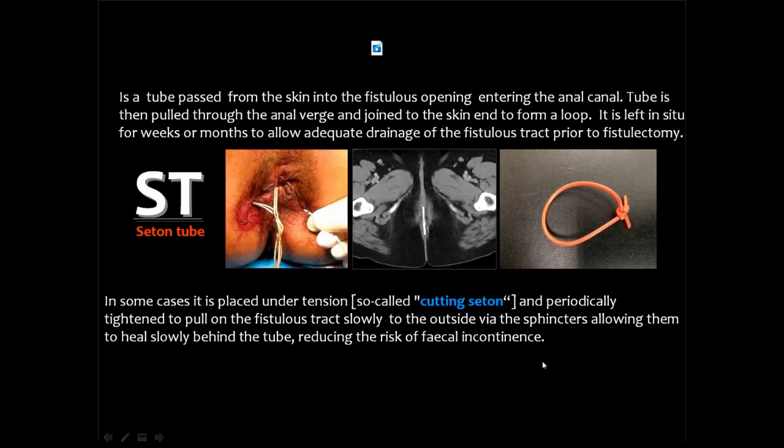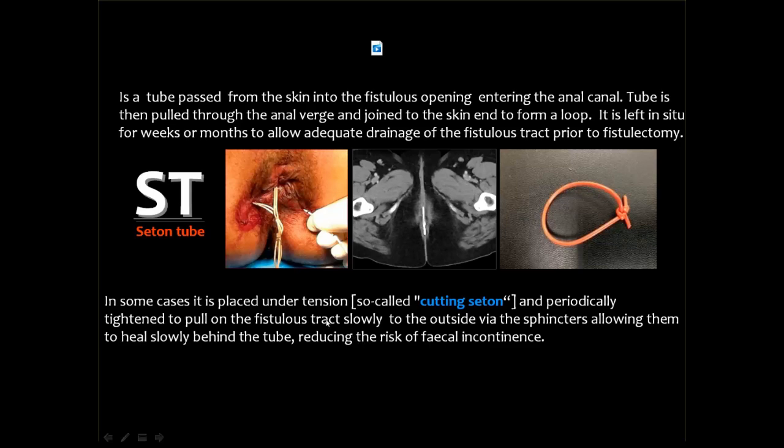Then the problem is now more complicated. So it is better to keep the external opening of the fistula open until you decide what to do for the patient. And also this Seton tube may be used for the treatment of some of the fistulae, and at that time it is called the cutting Seton.